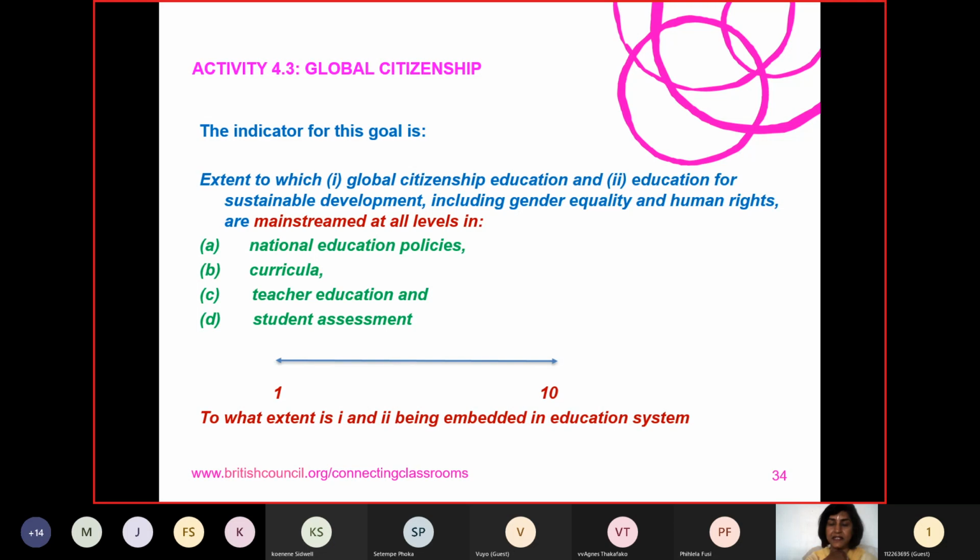That's 60%. That means your learners know about global citizenship. They know about responsibilities. They know about rights. They know about climate change. They know about all the sustainable development goals. So there is an awareness. Another 6, yes. Anybody else? Yes. Let's hear. 5, yes.